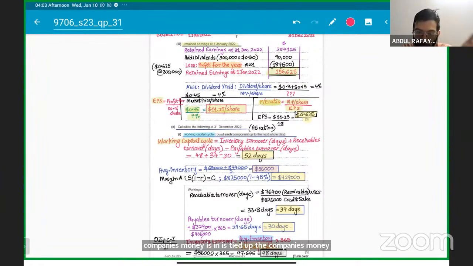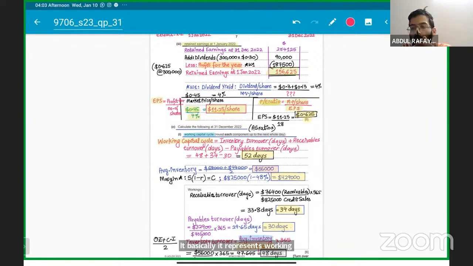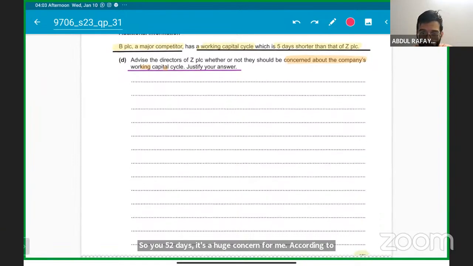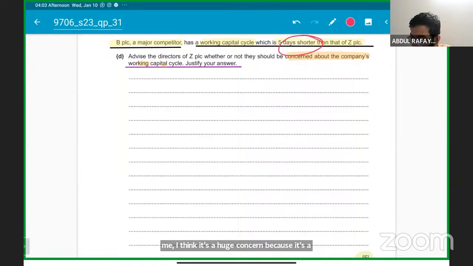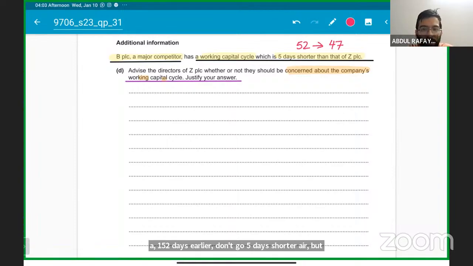For our company ZPLC, for 52 days we can say that the funds are tied up. The working capital cycle in days represents the number of days our funds will be tied up in the form of working capital. So these 52 days are a huge concern for me, because it's a lot of days, almost 2 months. Their competitor's is a little less: if ours is 52 days, theirs is 5 days shorter, which means 47 days, which is still better. Okay, everyone getting it?